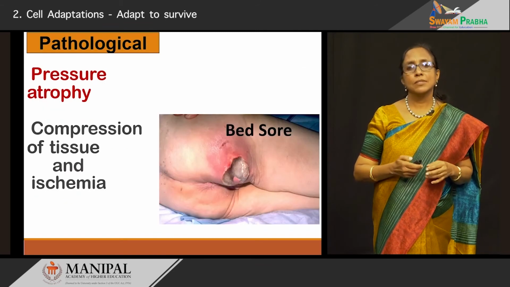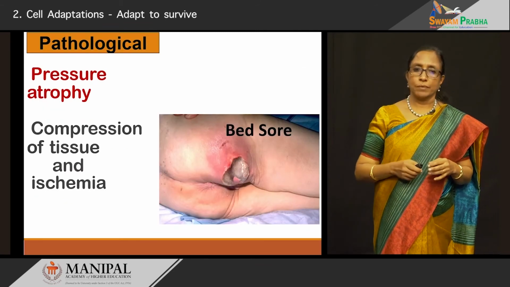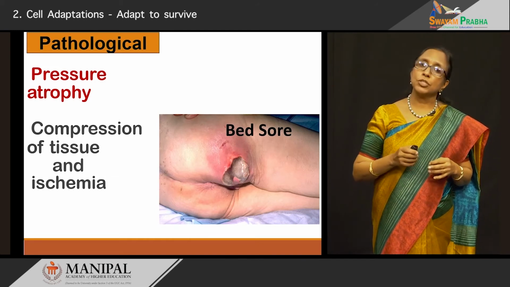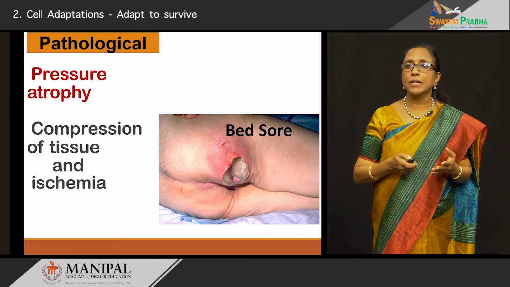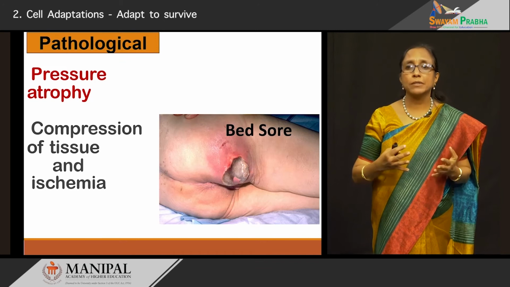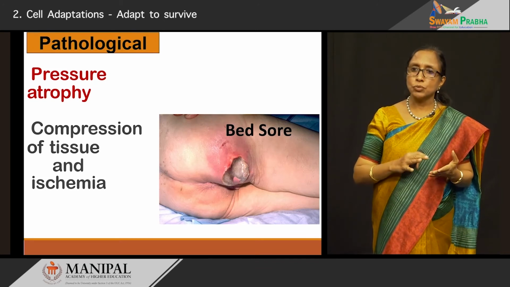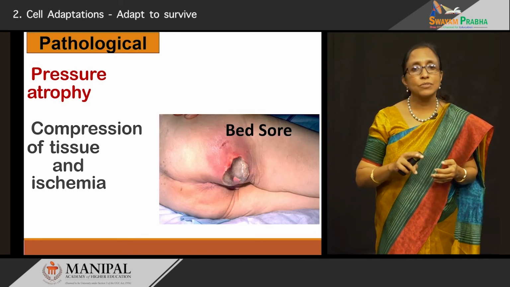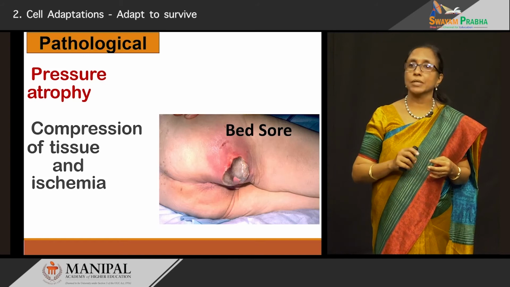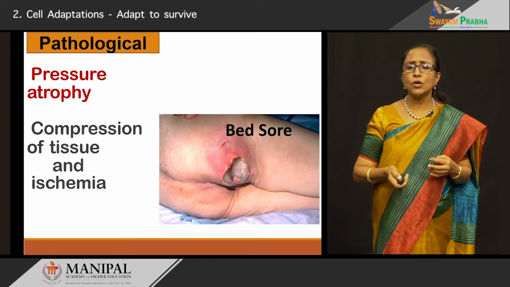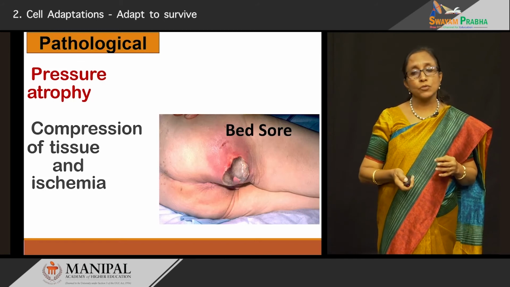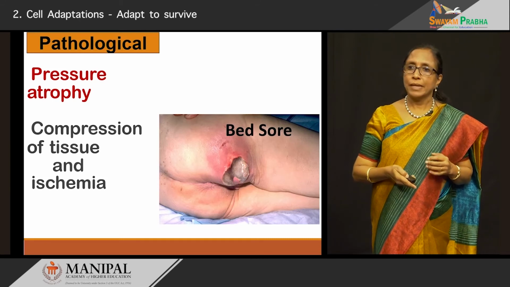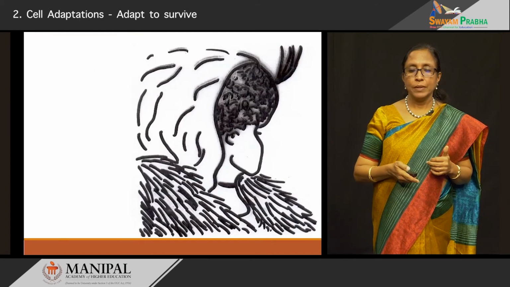Now, the next situation where we can get atrophy is called pressure atrophy. Compression of the tissues by pressure: this is a bed sore, which can occur in any person who is bedridden for quite some time. Compression of the tissue against the bed or against a hard surface, along with ischemia, can cause the bed sore to form, and this is called pressure atrophy. In this case, it is not just atrophy that is there; there is also a superadded infection, even necrosis of the tissues.